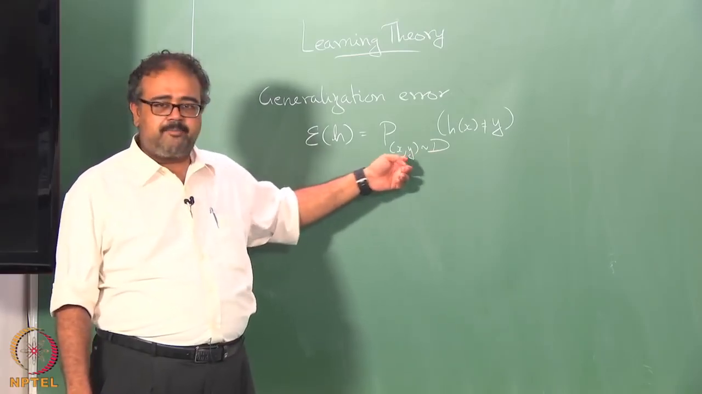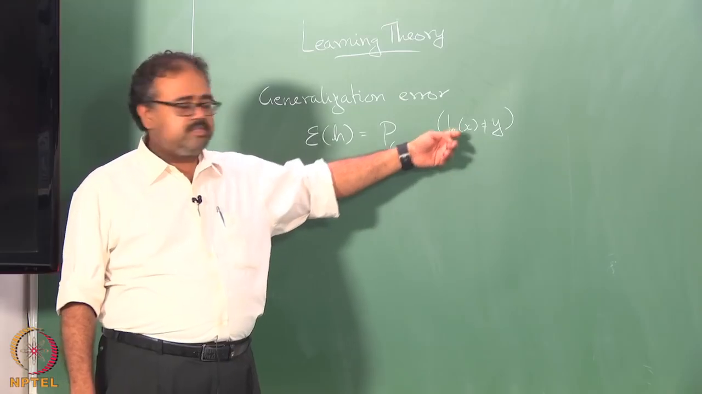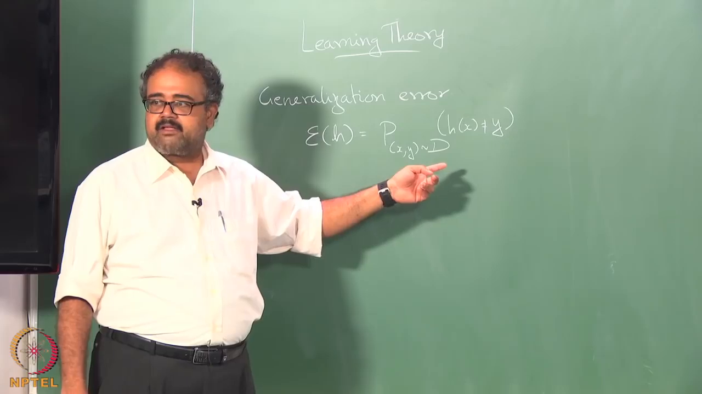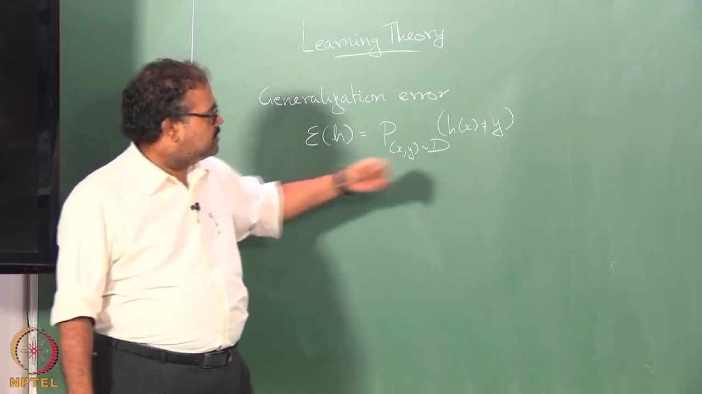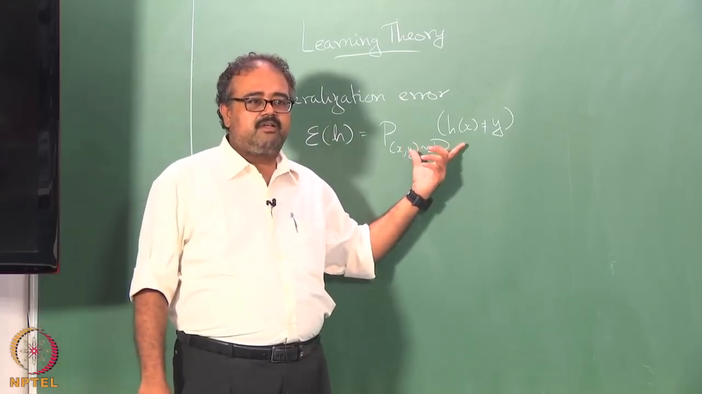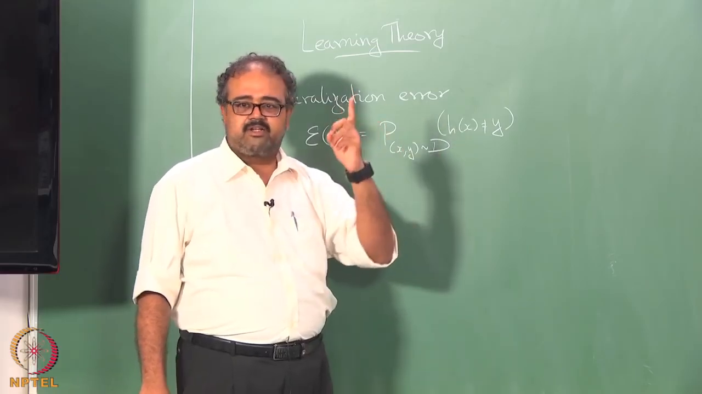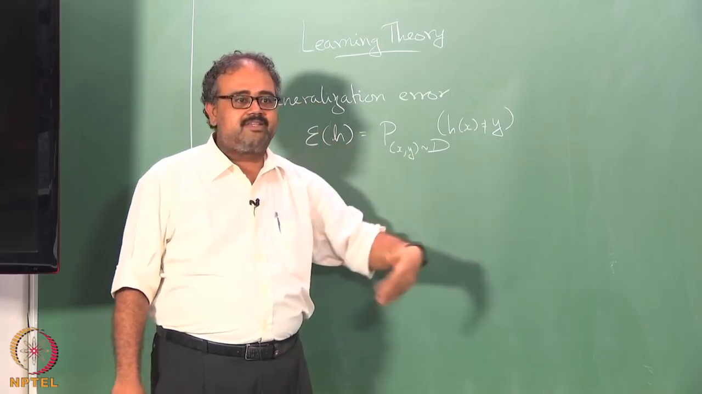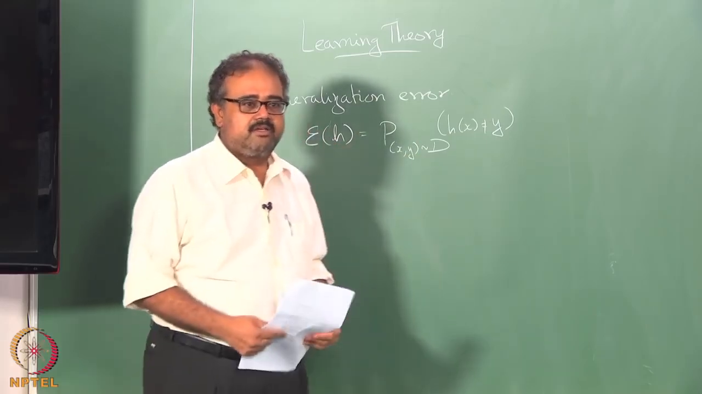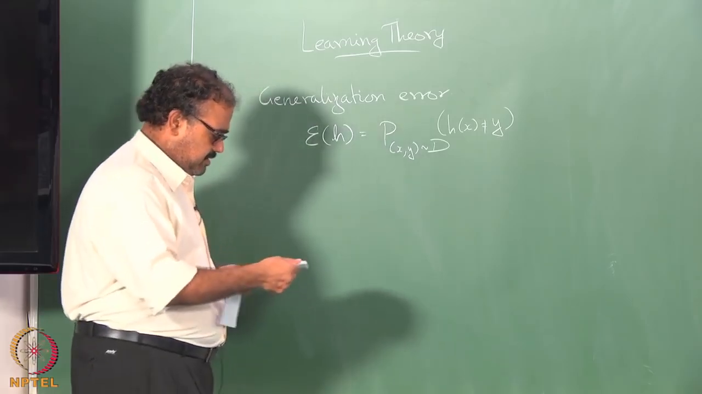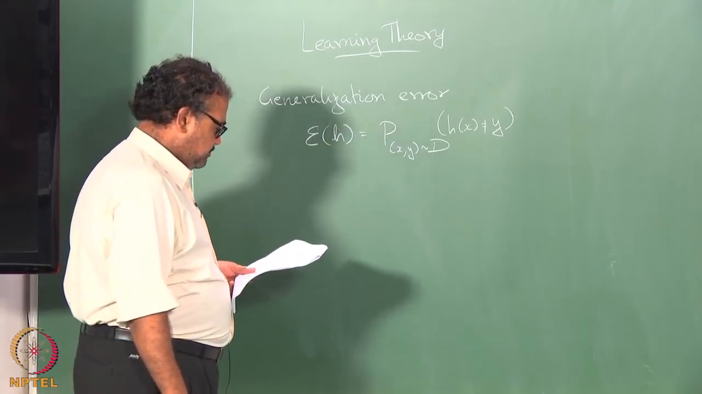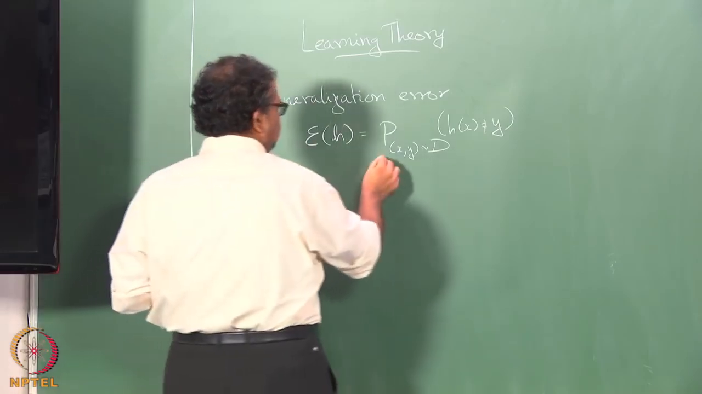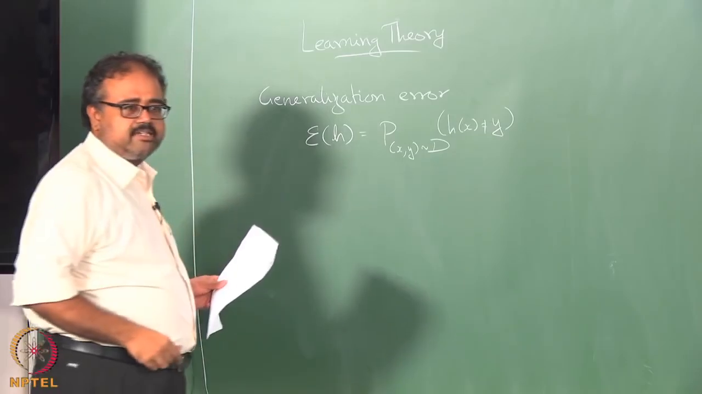So, when the data is sampled according to this distribution D, what is the probability that I will make a mistake? This is also the expected number of mistakes, because every mistake will count once. So, the probability of making mistakes will also be the expected number of mistakes. So, this is essentially our error, and this is what we call the generalization error.